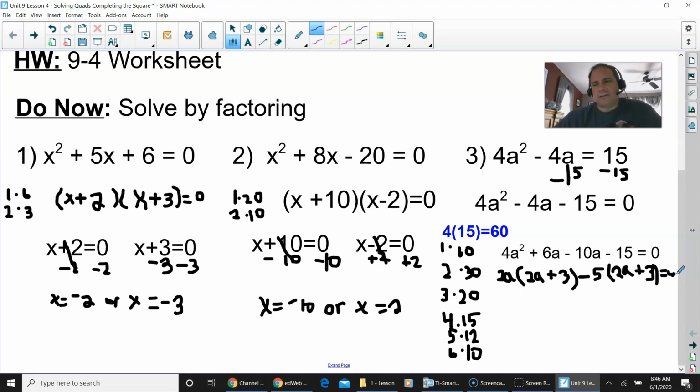So now you're making your binomials, and you are going to put 2a minus 5 in one parenthesis, and then inside the other parenthesis, you're going to have 2a plus 3. And all of that equals 0. Remember, you didn't solve it yet. You just factored it. It says solve by factoring, right? So we're going to split this up.